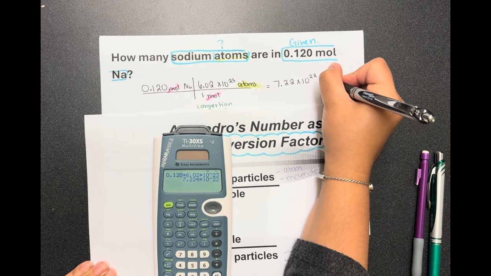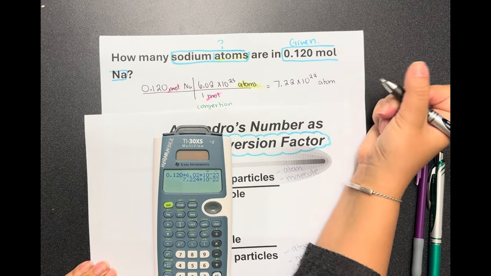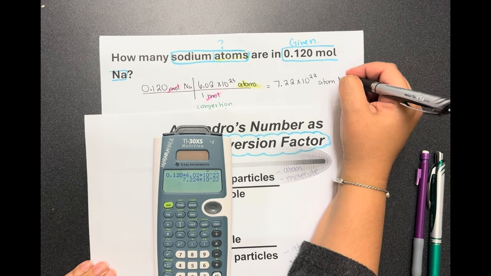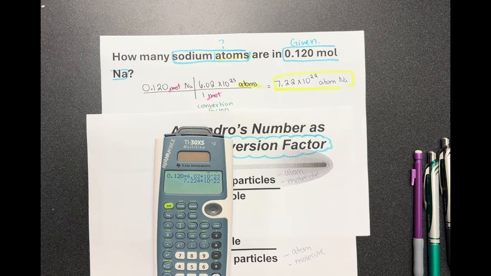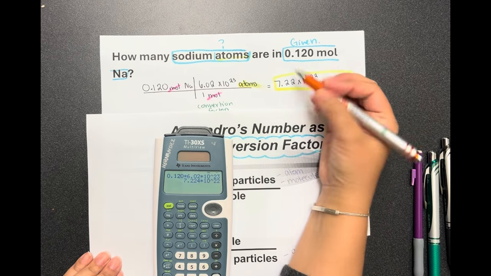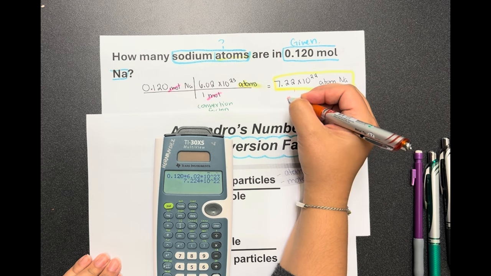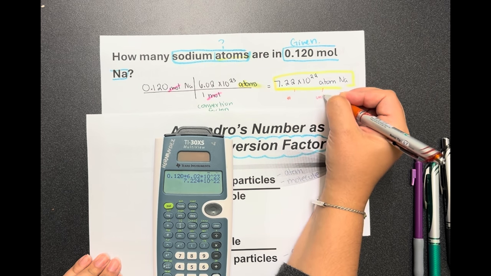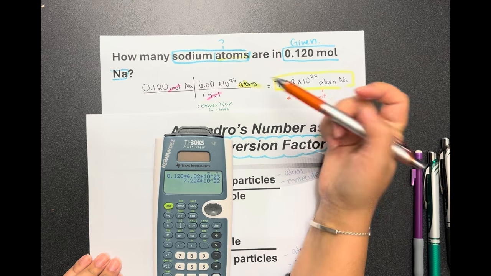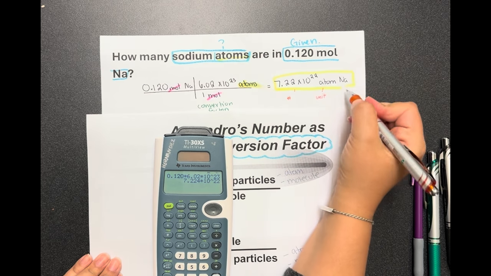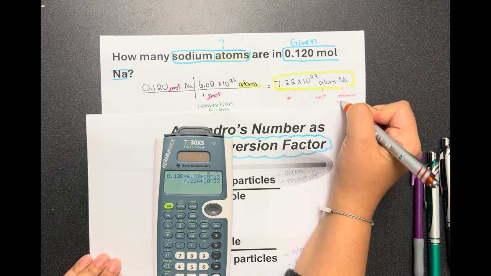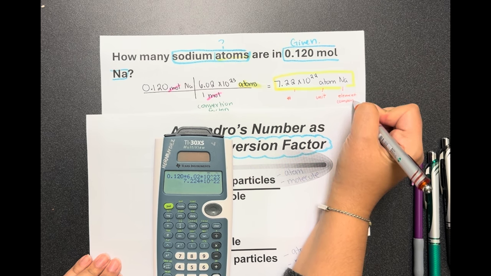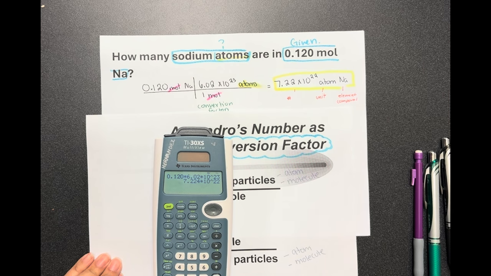So I have my number, I have my unit, but now I need a third thing. I need the atom that we're talking about, sodium. So that's my final answer. The answer is going to have 3 parts. It's going to have the number, it's going to have the unit, and the unit of your answer has to match the unit the question is asking you to find. And it's also going to have the element or compound. Okay, it's going to have those 3 things.